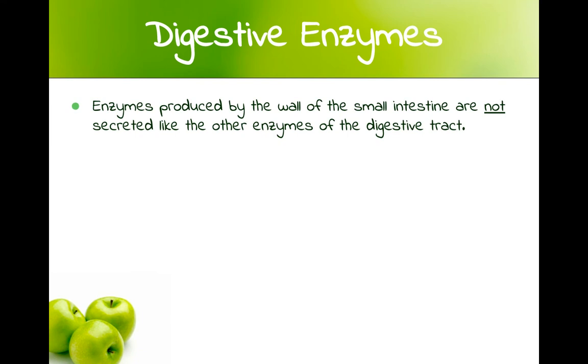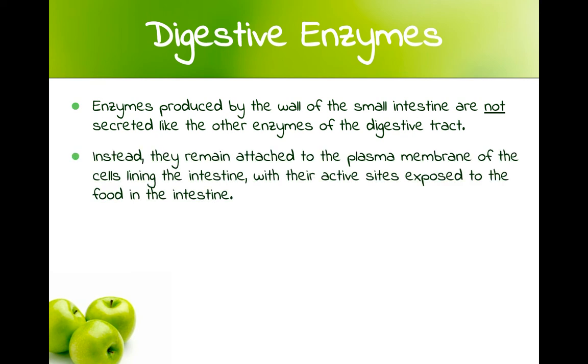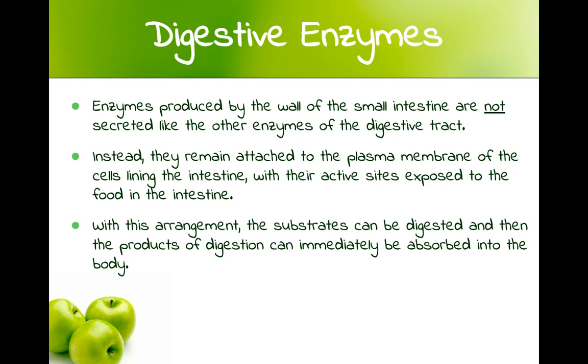The enzymes that are produced by the wall of the small intestine are a little bit different. They're not secreted, which means they're not free floating, put out into the digestive tract. Instead, they remain attached to the plasma membrane of the cells lining the intestine. Their active site, the spot where they bind to the substrate, is exposed to the food in the intestine. So as the food goes through the intestine, all along the sides, there are these enzymes acting on it. With this arrangement, the substrates can be digested and then the products can be immediately absorbed into the body, because they're right there at the plasma membrane.